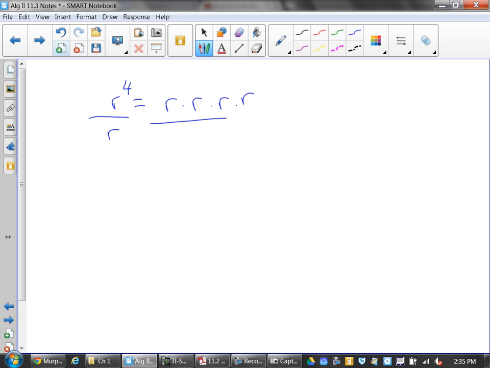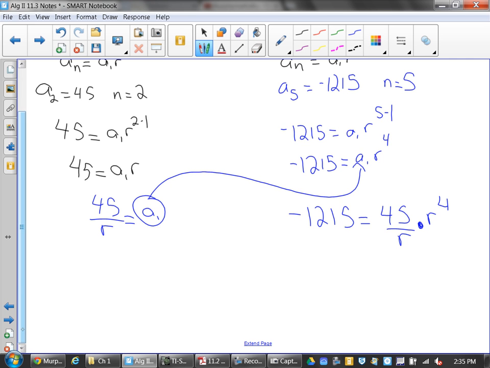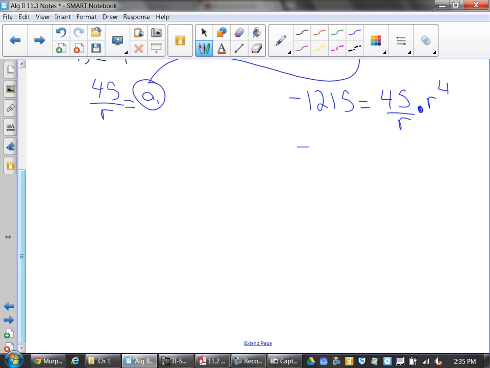Okay. If it's r to the 4th divided by r, what simplifies out? R times r times r, one set of r's, right? Because what's r divided by r? So it becomes r to the what power? Third. This is working with exponents. If it's r to the 5th over r squared, what do you get? R to the 3rd. If it's r to the 22nd over r, you get r to the 21st. So now, by simplifying this out, I get the following 2-step equation.